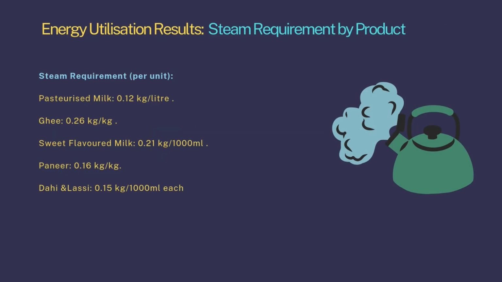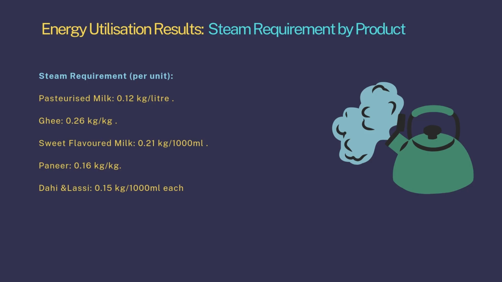Pasteurized milk requires 0.12 kilograms per liter. Ghee requires 0.26 kilograms per kilogram. Sweet flavored milk requires 0.21 kilograms per 1000 milliliters. Paneer requires 0.16 kilograms per kilogram. Dahi and lassi each require 0.15 kilograms per 1000 milliliters.